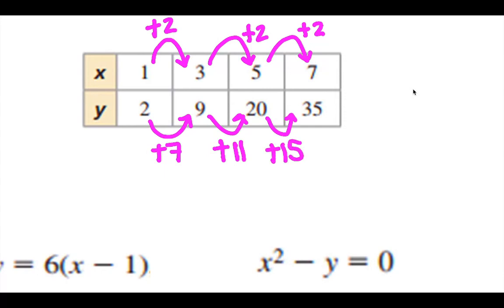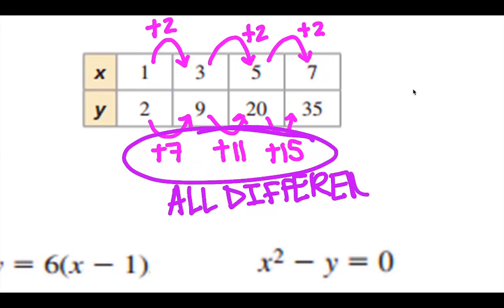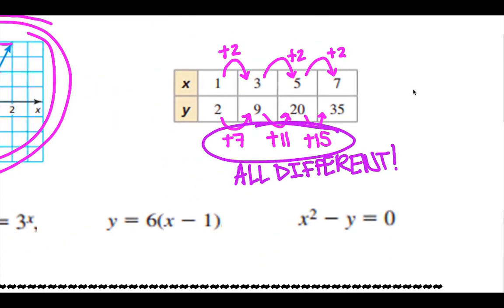So if you notice what's going on down here, these are all different. So this is not a linear equation because they're all different. If it were linear, these would all have to be the same and these would all have to be the same.